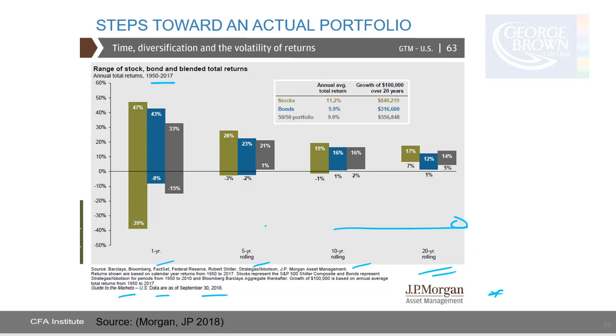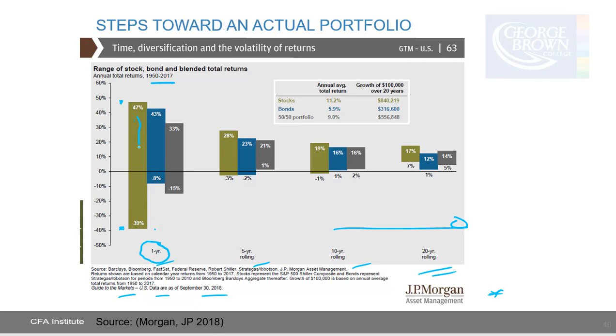So the green bars is looking at stocks, and that's the S&P 500, okay? And what that's showing is that if you're only looking at 1 year, calendar year, the maximum return on the S&P 500 has been 47% during that time period, and the negative return was 39%. That was 2008. In fact, peak to trough was more like 54%, but we're looking at annual total returns, calendar year returns.